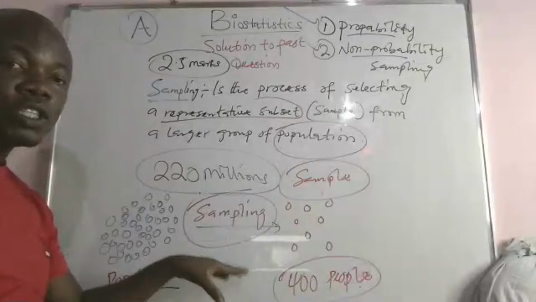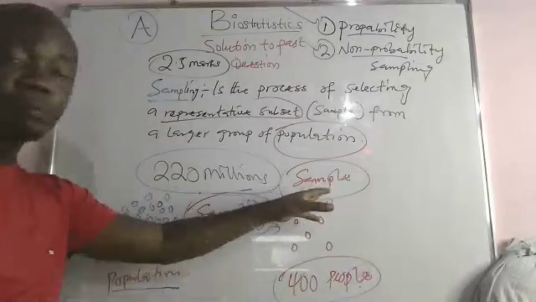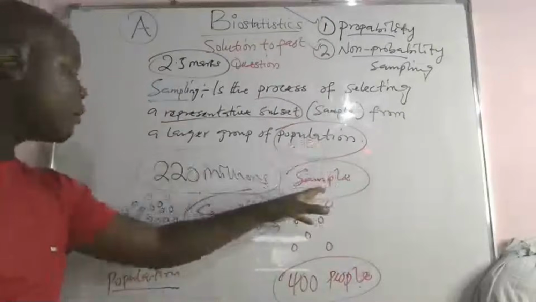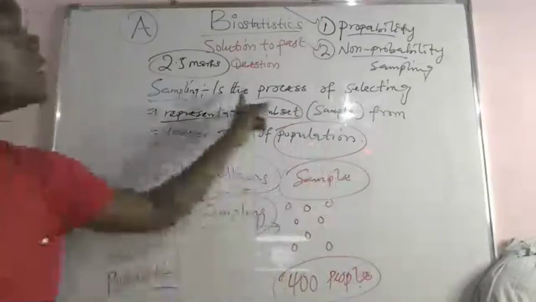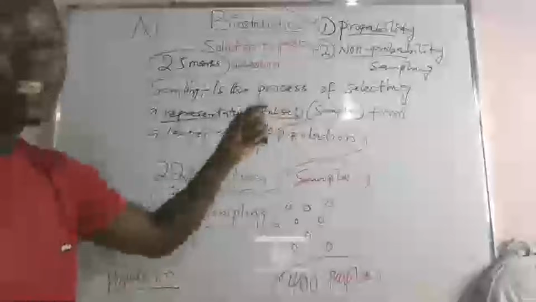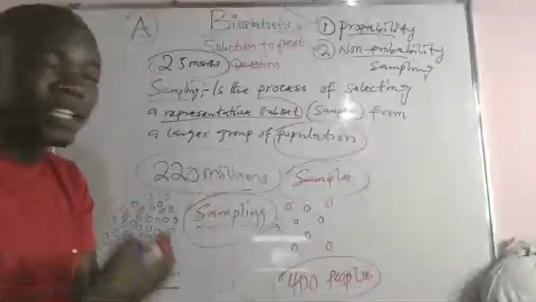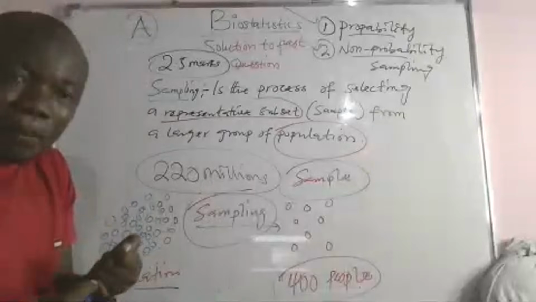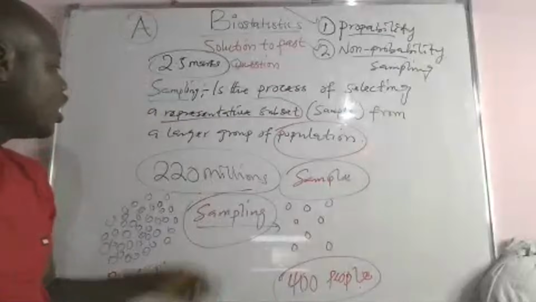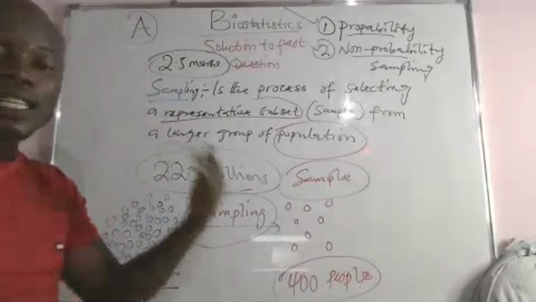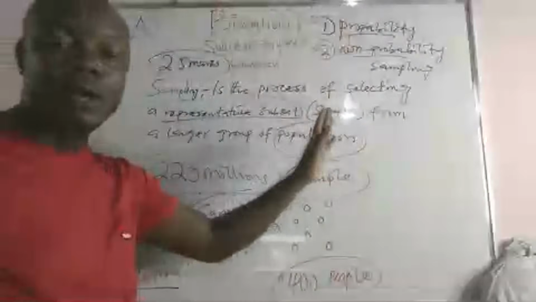And how do you select this sample? You select these samples based on sampling. So what is sampling? Sampling is the process of selecting a representative subset, that is a sample, from a larger population. And what are the types of sampling? We have two: probability sampling and non-probability sampling.